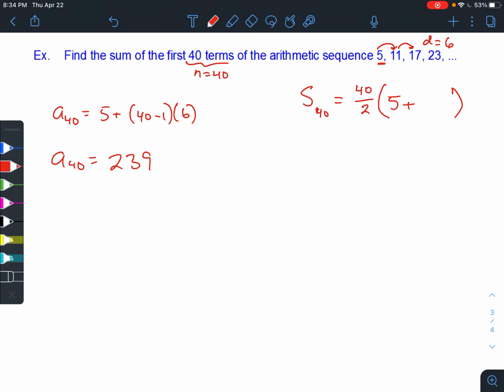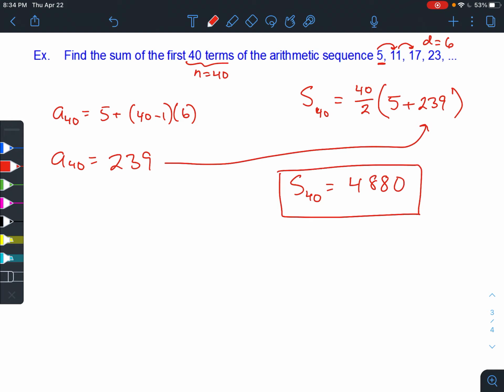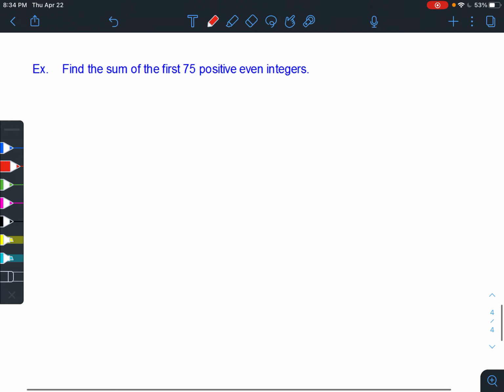Now that 239 is what we can throw into our formula over here. So 239, and crunching some more numbers on the right half of the screen, we get S sub 40 equals 4,880. Now, depending on your comfort level with typing things into your calculator, if you can't do that all at once, do it in bits and pieces. You should eventually get the same answer either way. So there you go.